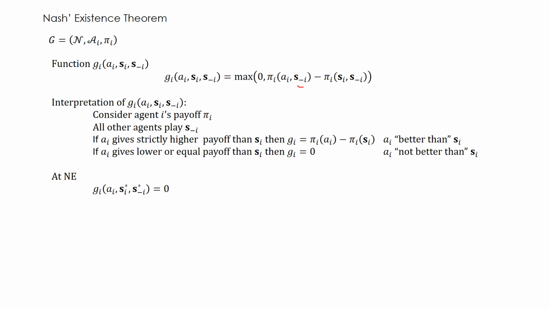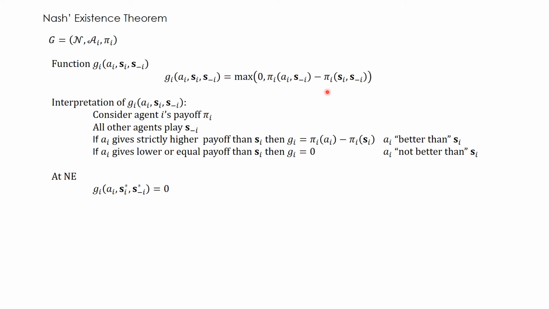Note that the opponents play the same joint strategy S sub I in both cases. And what does this maximum do here? This maximum simply thresholds this difference at 0. So this function can never be negative. So let's look at the payoffs of agent I in both cases. The opponents are playing the same mixed strategy S sub negative I in both cases.